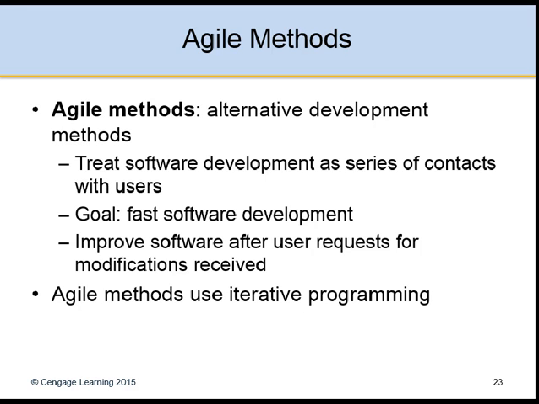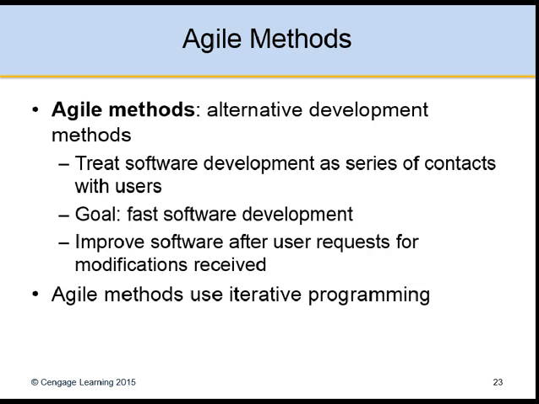Agile methods are an alternative development methodology. It treats software development as a series of contacts with users. The goal is fast software development, and you can improve software after user requests for modifications are received. Agile methods use iterative programming. You get an initial set of requirements, put out a system, get change requests to that, and update the system, and you keep doing this until the user is satisfied.